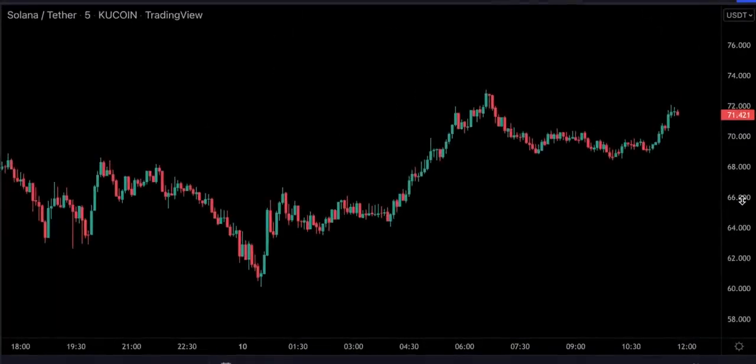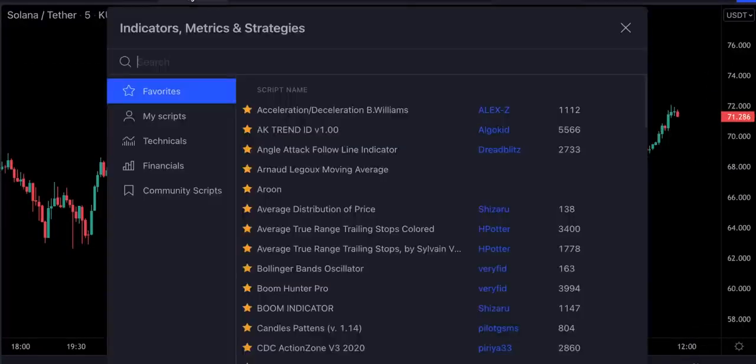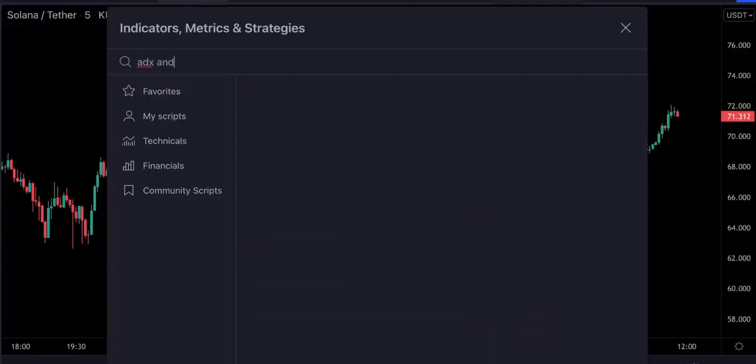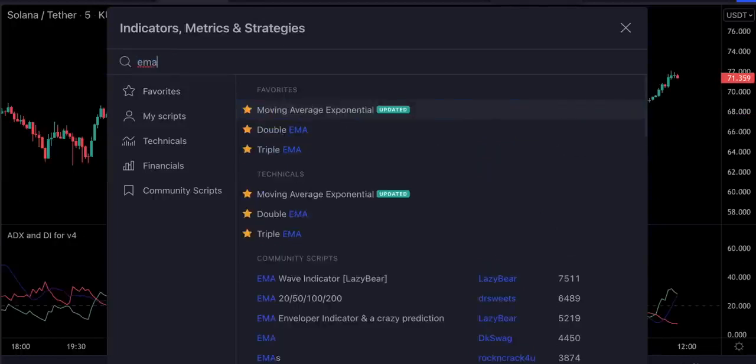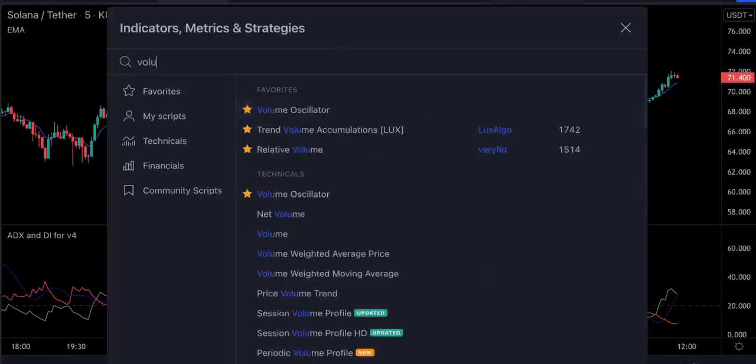Okay, so this strategy consists of 3 TradingView indicators, and now let's go ahead and add them to our charts. So for the first indicator, we will search for ADX and DI. This one right here. For the second indicator, let's add an EMA. And finally, let's add a regular volume to our chart.